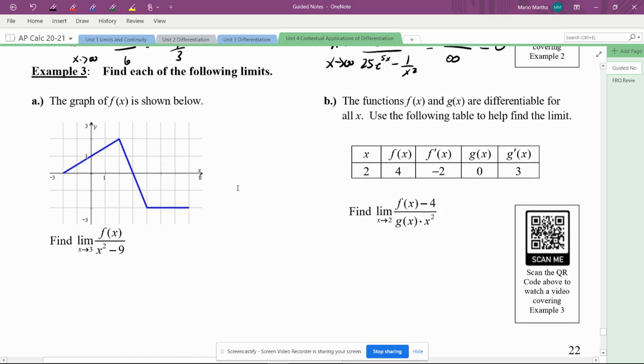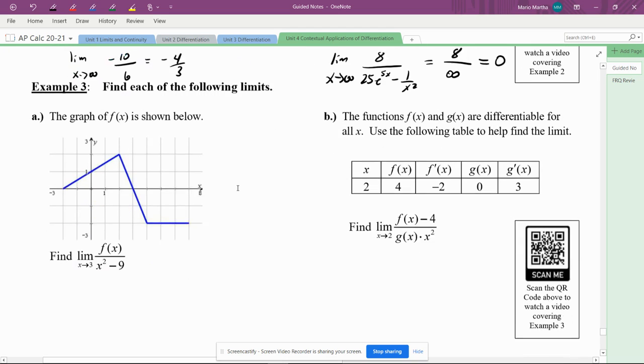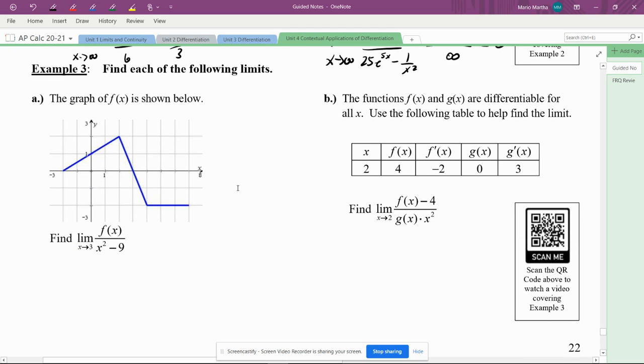Now looking at example 3. Find each of the following limits. The graph of f of x is shown below. It says find the limit as x approaches 3 of f of x over x squared minus 9. If I approach 3 from both the left and the right side, you notice we are going towards 0, so the numerator is going towards 0.